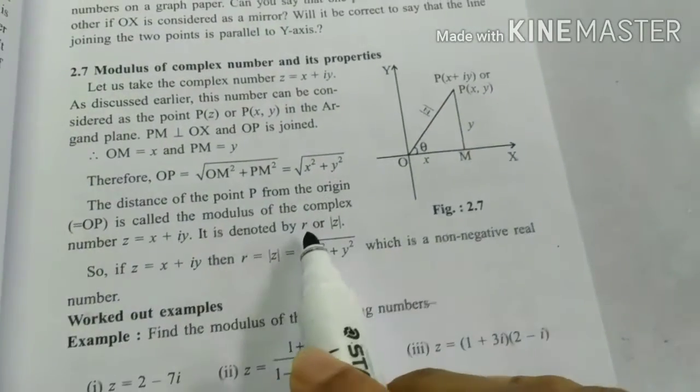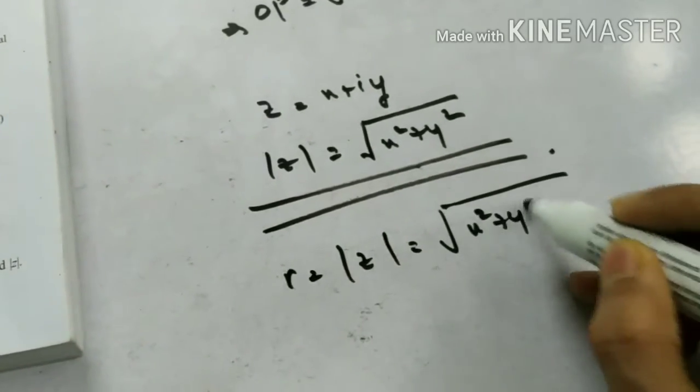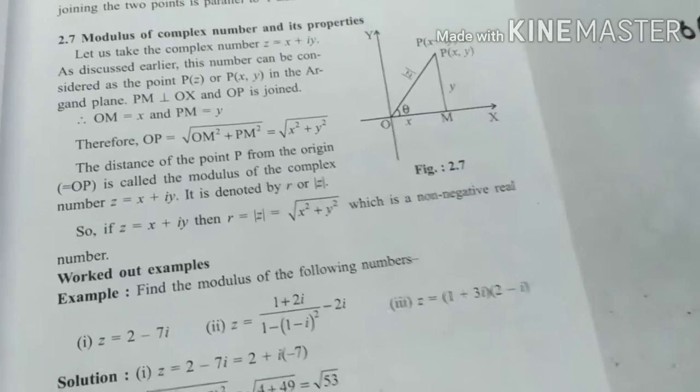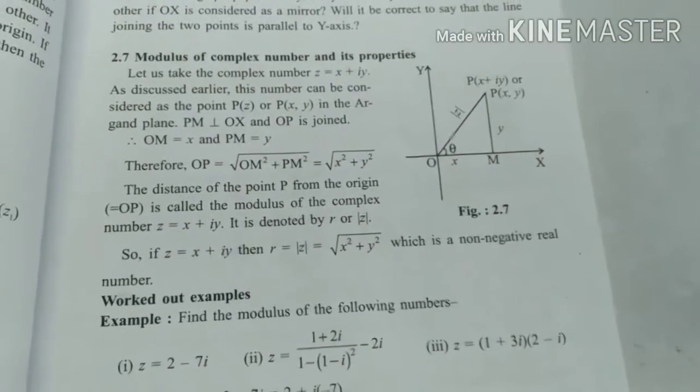Understand? It is denoted by r or modulus z. I can write it like that also. r is equal to modulus z is equal to root over x square plus y square, which is a non-negative real number. This distance is a non-negative real number.